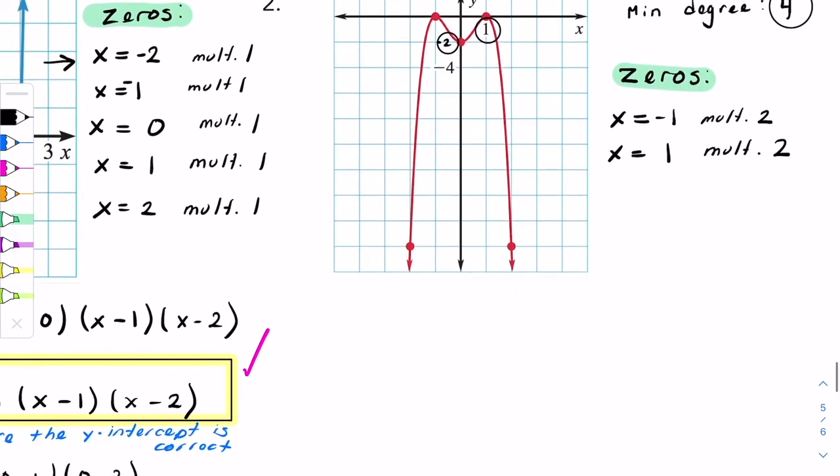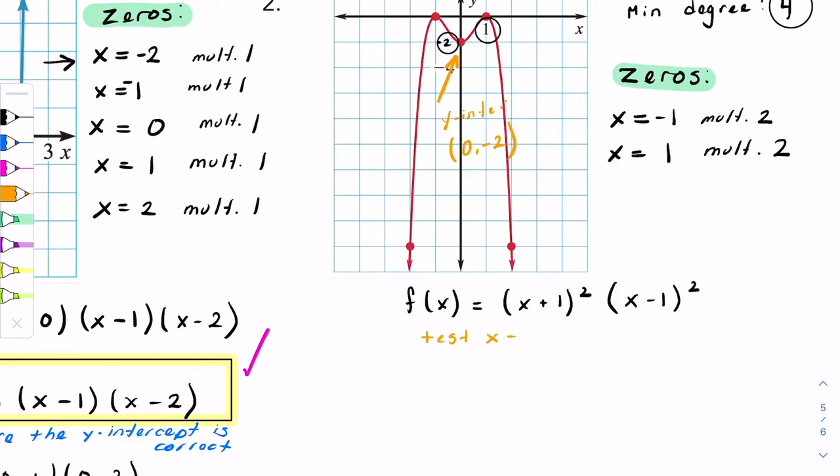All right, if I write a potential function based on my zeros, I would write this as x plus 1 with a degree of 2 and x minus 1 with a degree of 2. I do have to recognize that my y-intercept occurs at 0, -2. So I need to test when x equals 0, and it needs to come out to -2.